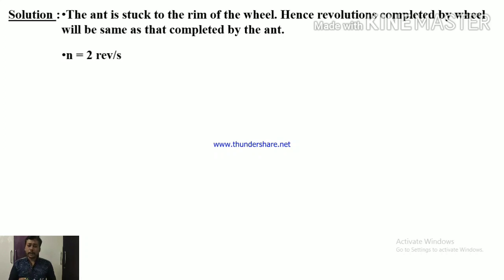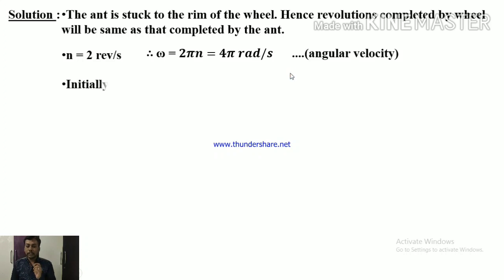Now from this, the frequency of the ant in 10 seconds is 2 revolutions per second. So n is given here. We know n is frequency and angular velocity omega is equal to 2 pi n. Putting the value of n as 2, we get 2 into pi into 2, which is 4 pi, so omega is 4 pi radian per second. This is the angular velocity. Now initially the wheel is at rest, means the initial angular velocity is 0. After 10 seconds the angular velocity is 4 pi radian per second.